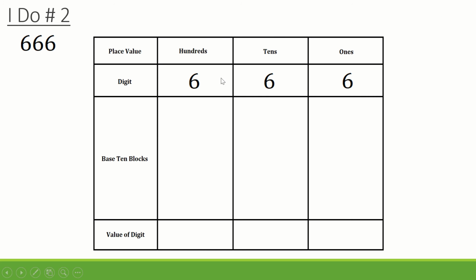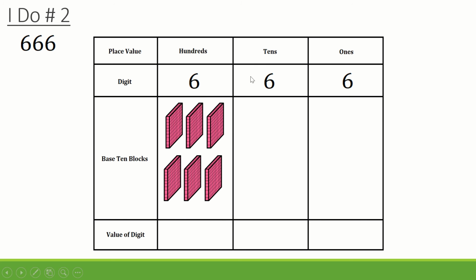And if I wanted to take that number and translate it from its standard form into its model form, since I have a 6 in the hundreds place, I would need 6 flats. And because I have 6 in the tens place, I would need 6 rods. And because I have a 6 in the ones place, I would need 6 units.